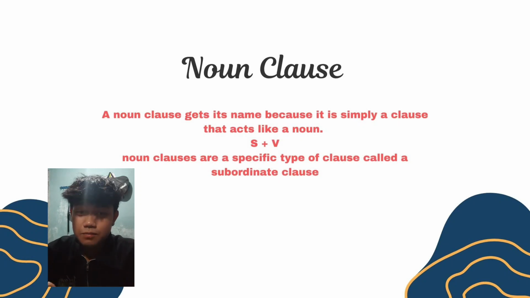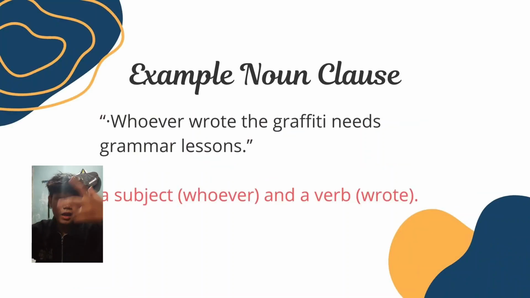Next, we come to noun clauses in multiple clauses. A noun clause gets its name because it is simply a clause that acts like a noun. A clause is any group of words that contains both a subject and a verb. But noun clauses are a specific type of clause called a subordinate clause. Let's take a look at a noun clause example.